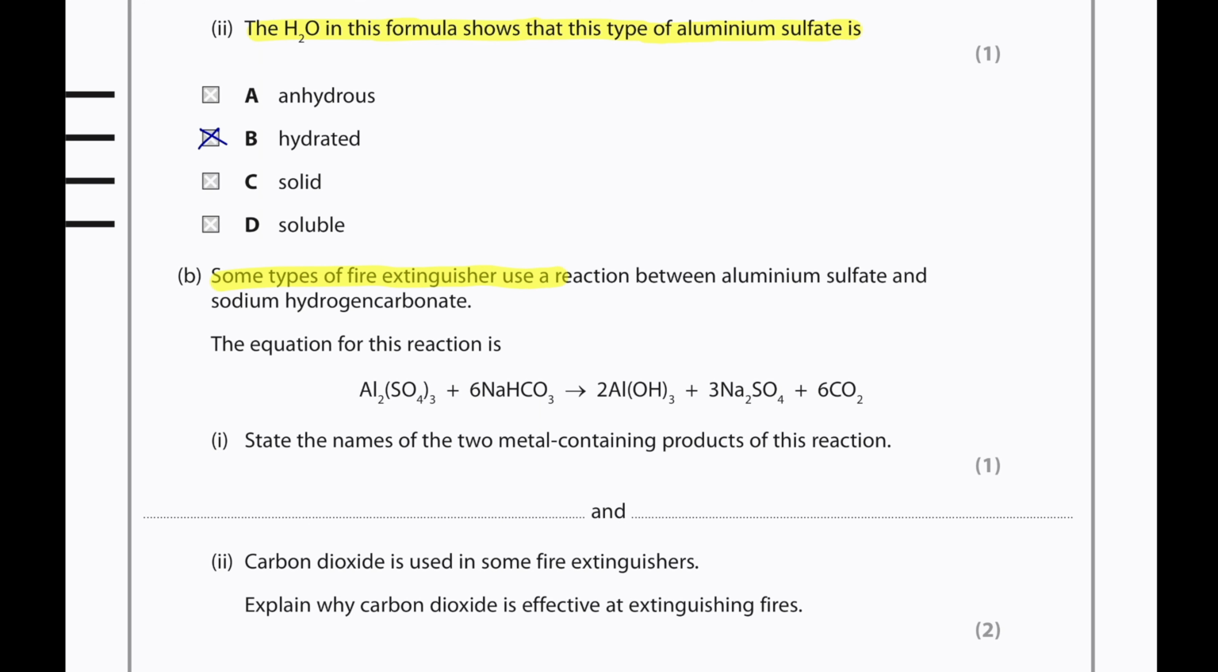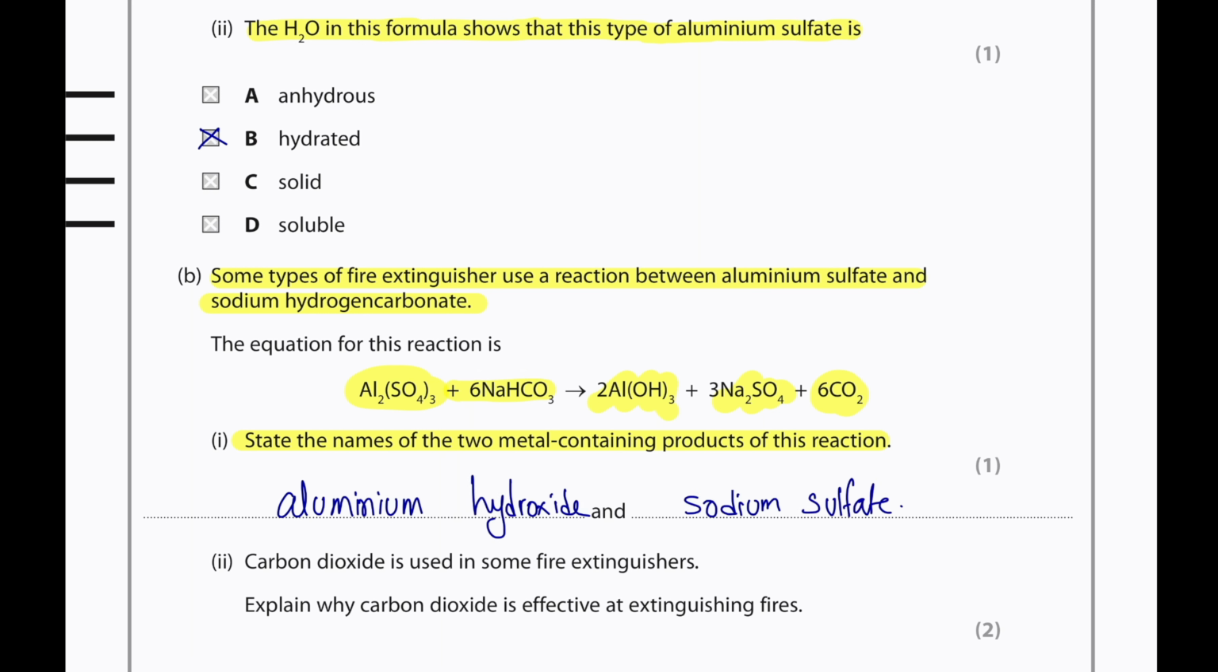Some types of fire extinguisher use a reaction between aluminium sulfate and sodium hydrogen carbonate. So we can see aluminium sulfate with sodium hydrogen carbonate producing aluminium hydroxide, sodium sulfate, and carbon dioxide. State the names of the two metal containing products for this reaction. So the answer will be aluminium hydroxide and sodium sulfate.